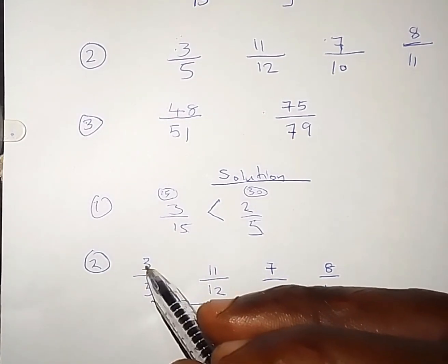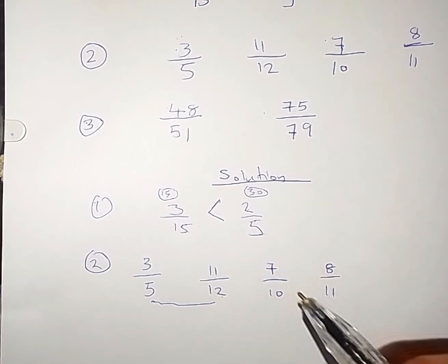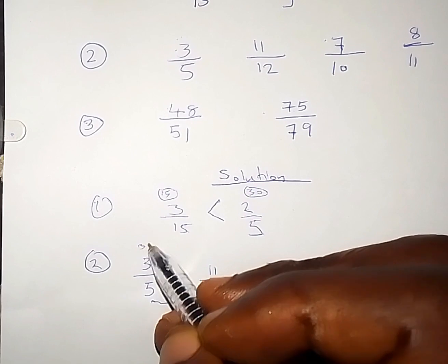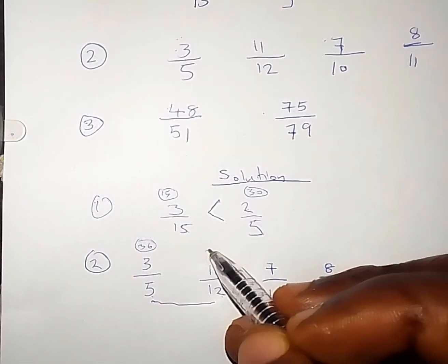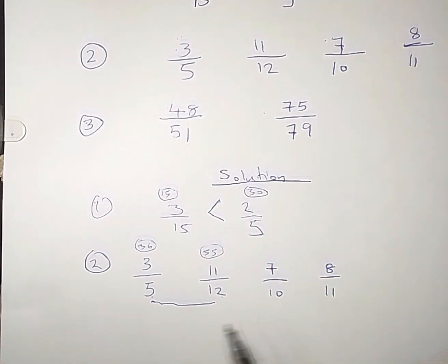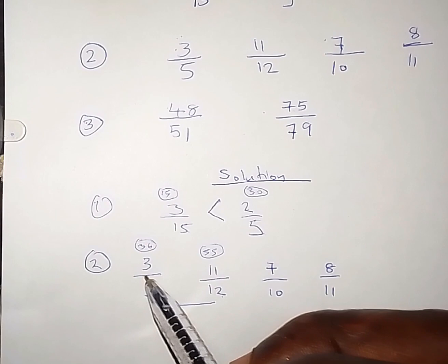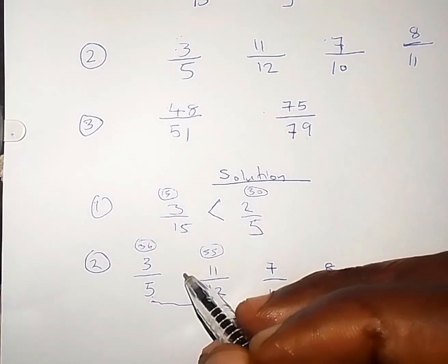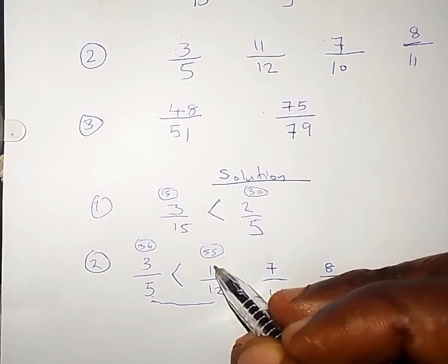So now 3 multiplied by 12, that is going to be 36. If I also multiply 5 by this, this is going to be 55. So now meaning this fraction is greater than this fraction. So I'm having this one is greater than this fraction.